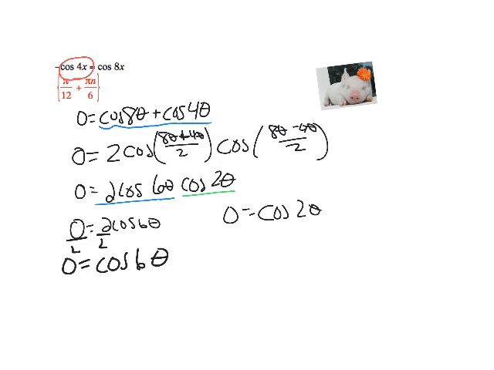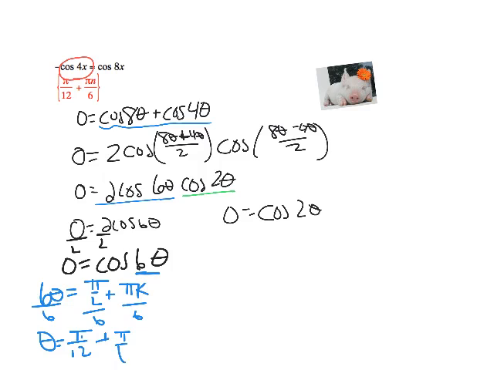you're just going to add pi k. So I'm taking 6 theta and setting that equal to pi over 2 plus pi k. Of course, I'm going to divide everything by 6. So that gives me theta equals pi over 12 plus pi over 6 k, or pi k over 6, however you want to write it.